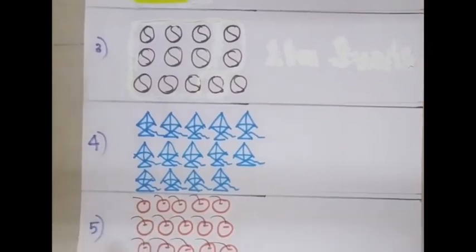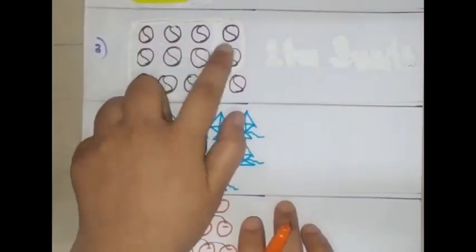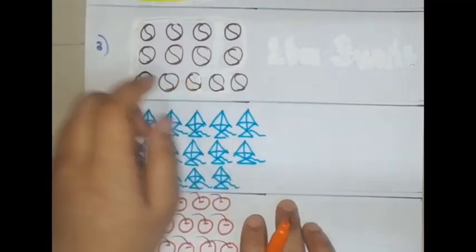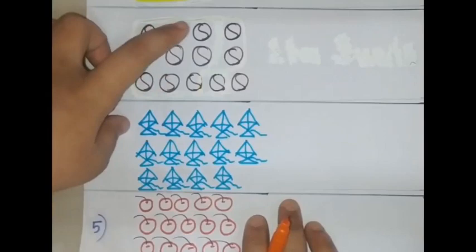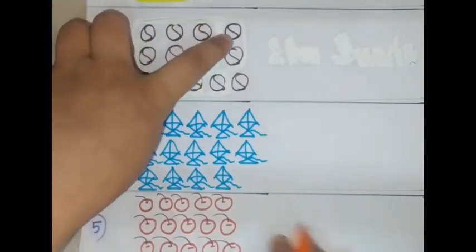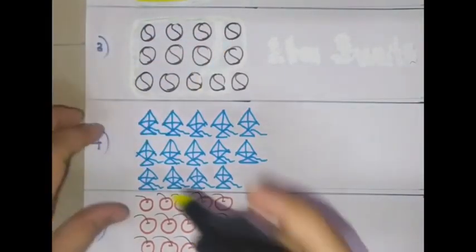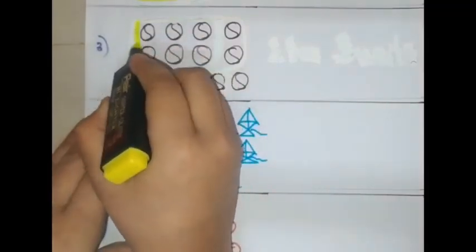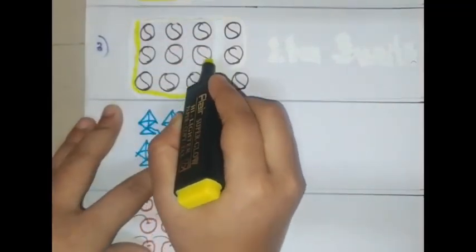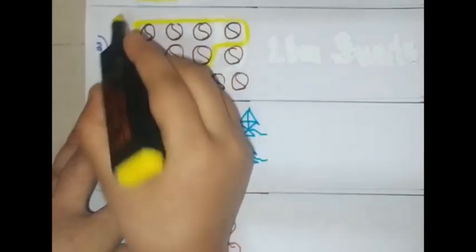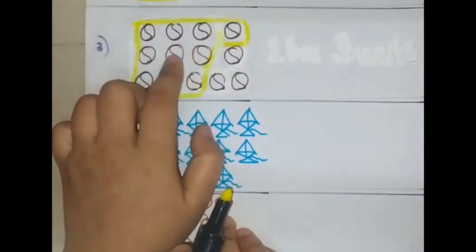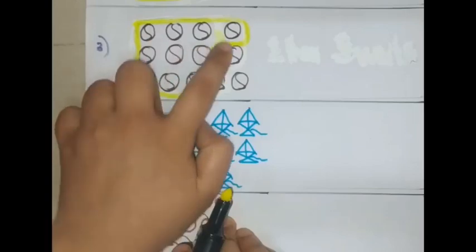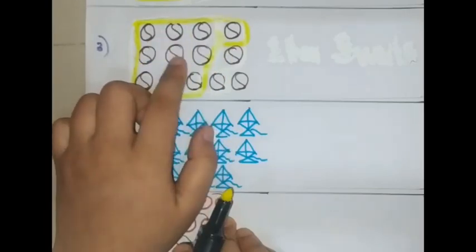Now you can see there are balls. You can see there are so many balls. Now let's count them. 1, 2, 3, 4, 5, 6, 7, 8, 9 and 10. Now we have made one group of balls over here. How many balls does it have? 10 balls. This one group of balls has 10 balls in it.